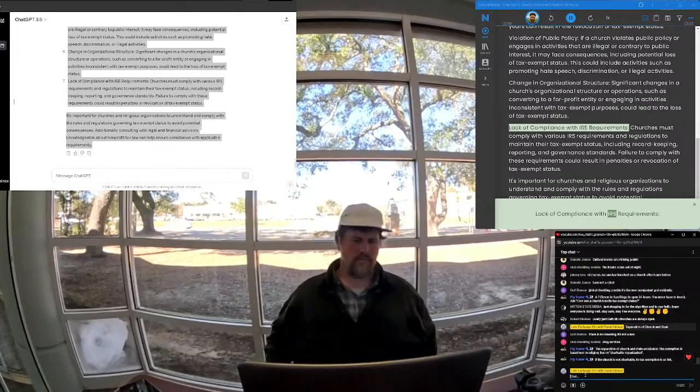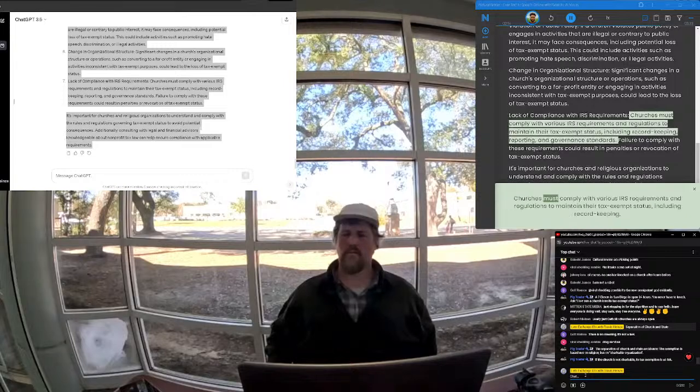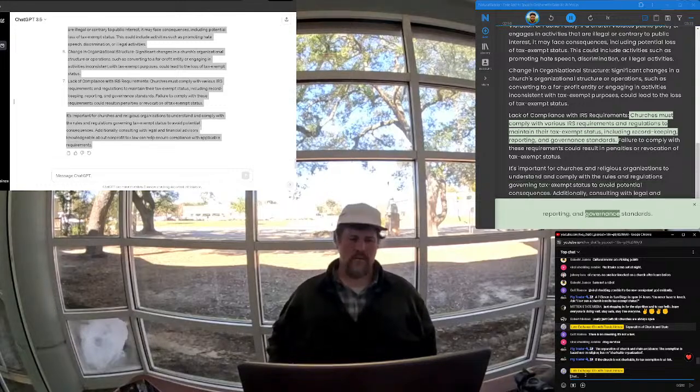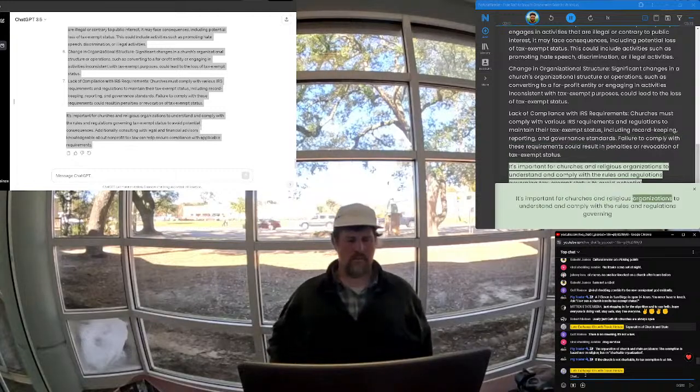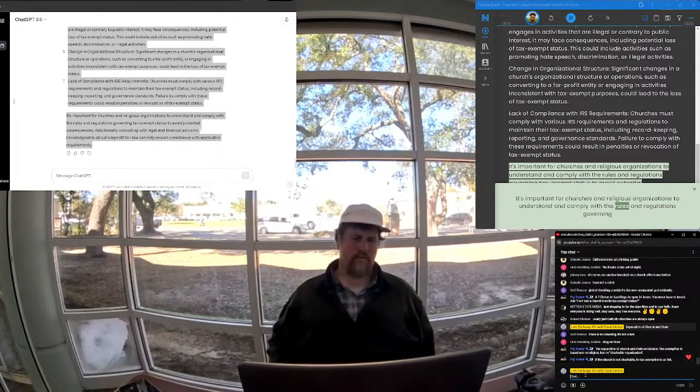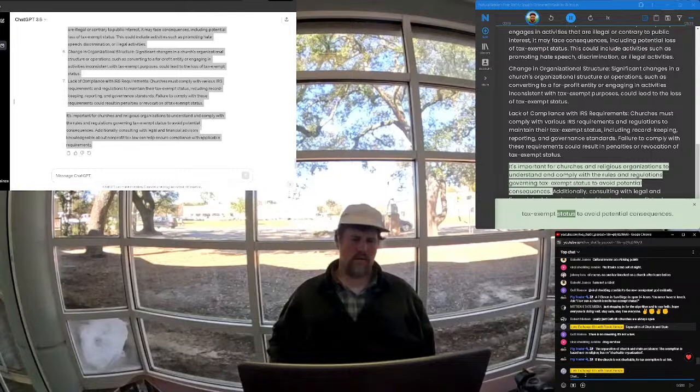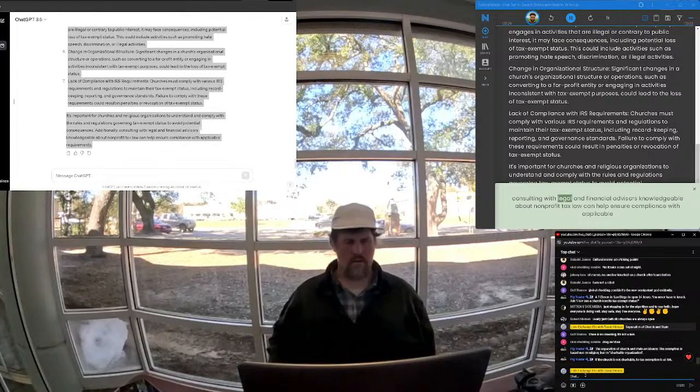Lack of compliance with IRS requirements. Churches must comply with various IRS requirements and regulations to maintain their tax-exempt status, including record-keeping, reporting, and governance standards. Failure to comply with these requirements could result in penalties or revocation of tax-exempt status. It's important for churches and religious organizations to understand and comply with the rules and regulations governing tax-exempt status to avoid potential consequences. Additionally, consulting with legal and financial advisors knowledgeable about nonprofit tax law can help ensure compliance with applicable requirements.